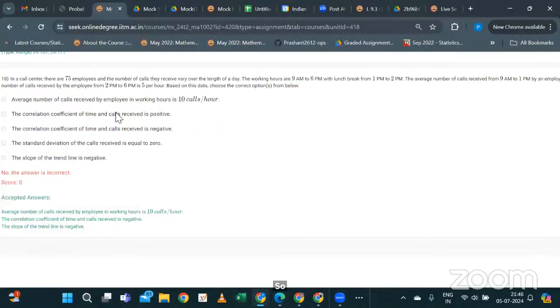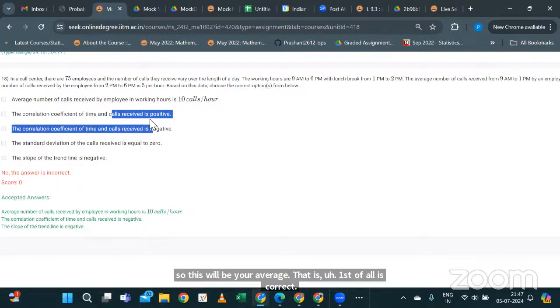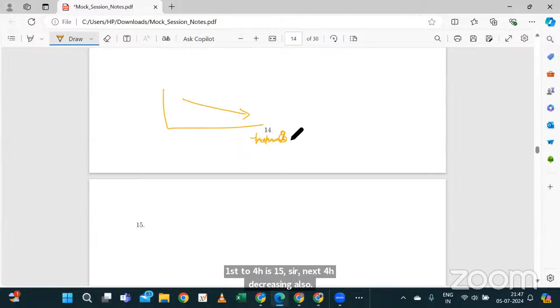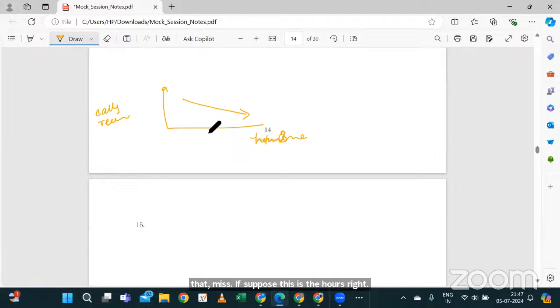The correlation coefficient of time and calls received is positive. Yes or no? No, sir. Why? Because the average varies from 15 to 5. First 4 hours is 15, sir. Next 4 hours it's decreasing. Correct. So it is like a decreasing trend, right? Suppose the x-axis is time and the y-axis is, let's say, calls received. So what is happening? When hours is increasing, the number of calls is decreasing. That is the case, right?